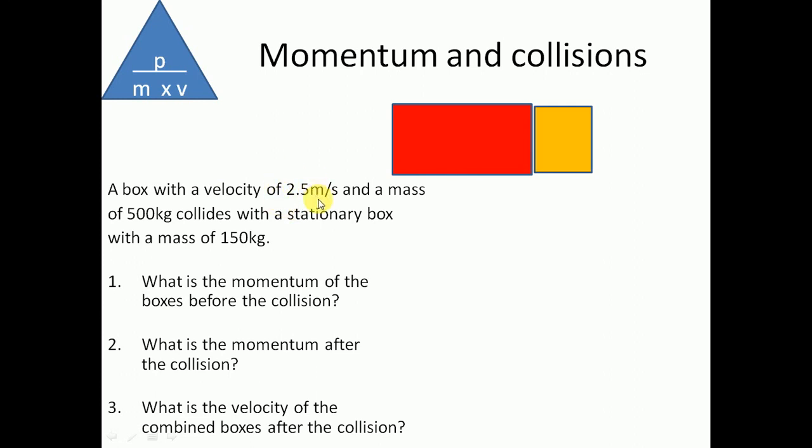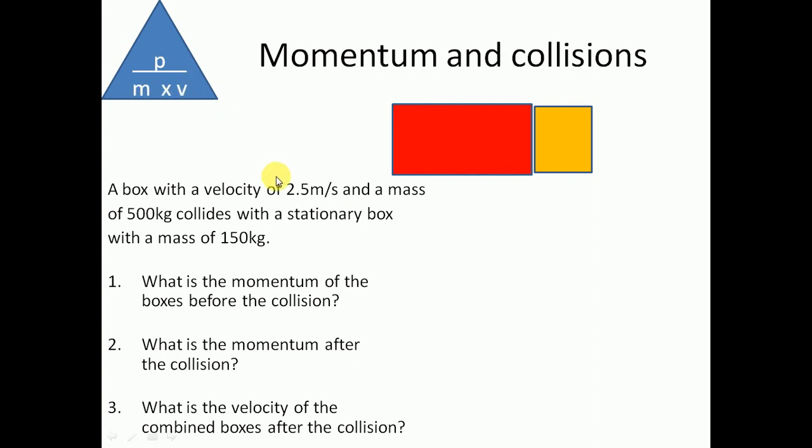So, to start off with, what is the momentum of the boxes before the collision? Well, firstly, our yellowy orange box is not moving. As it says in the question, it is stationary. Since it is stationary, we have its mass multiplied by zero. Therefore, its momentum is zero.